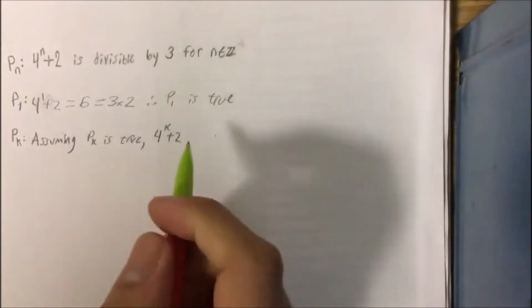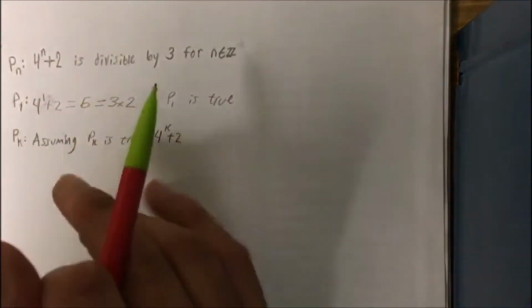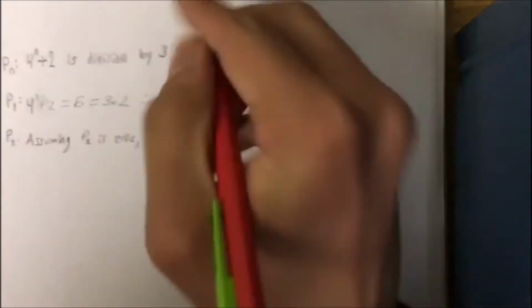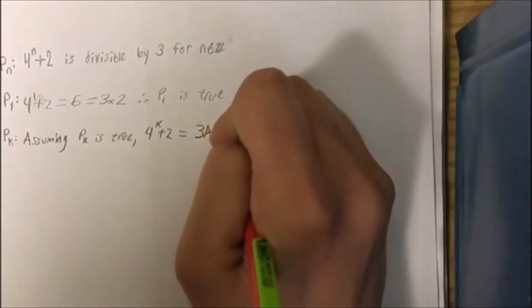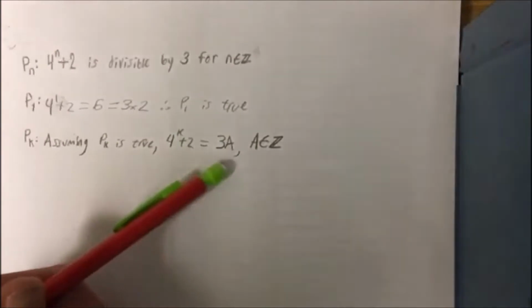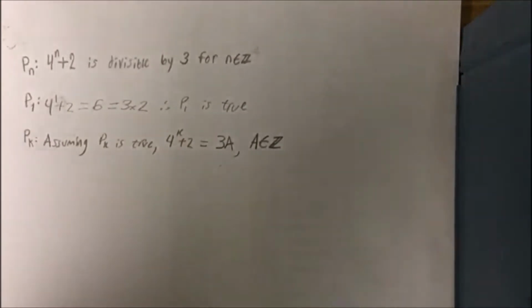So assuming P(k) is true, 4^k + 2 is divisible by 3, which means that it's equal to 3 times a number. Let's call it a, where a is an element of the integers. So that's what it means. We have this expression here: 4^k + 2 = 3a, right?